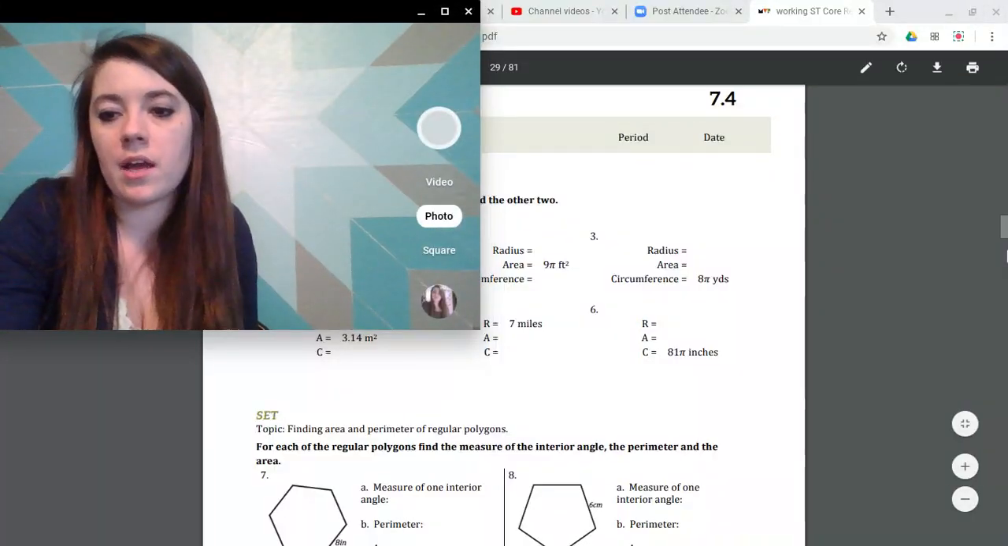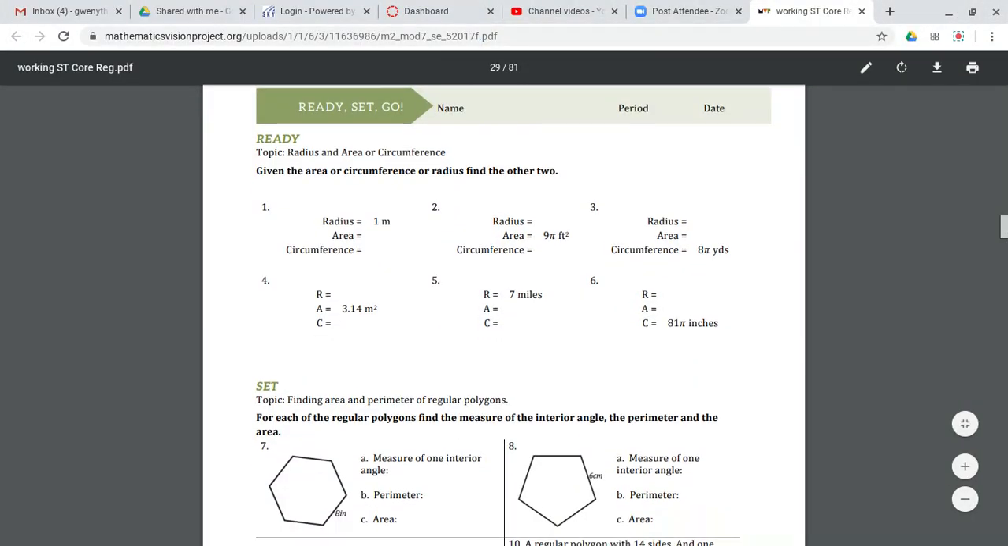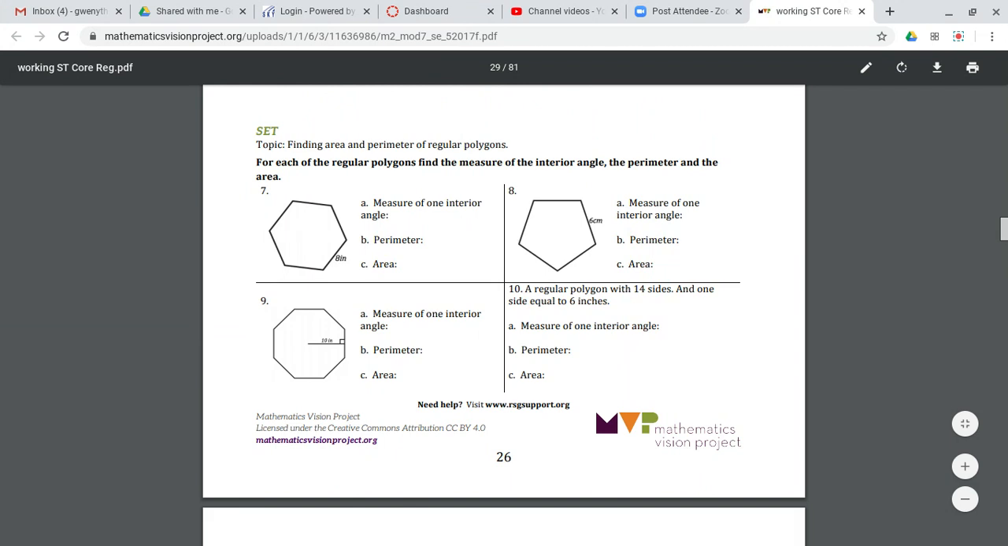That's what you're doing for 1 through 6. Make sure you do both parts of each of them because each part is going to be worth a point, so that's pretty important. Now, the next part that we are looking at is finding the area. So I'm going to show you guys on the document. So looking at this, we're finding the area and perimeter of regular polygons, specifically these regular polygons.